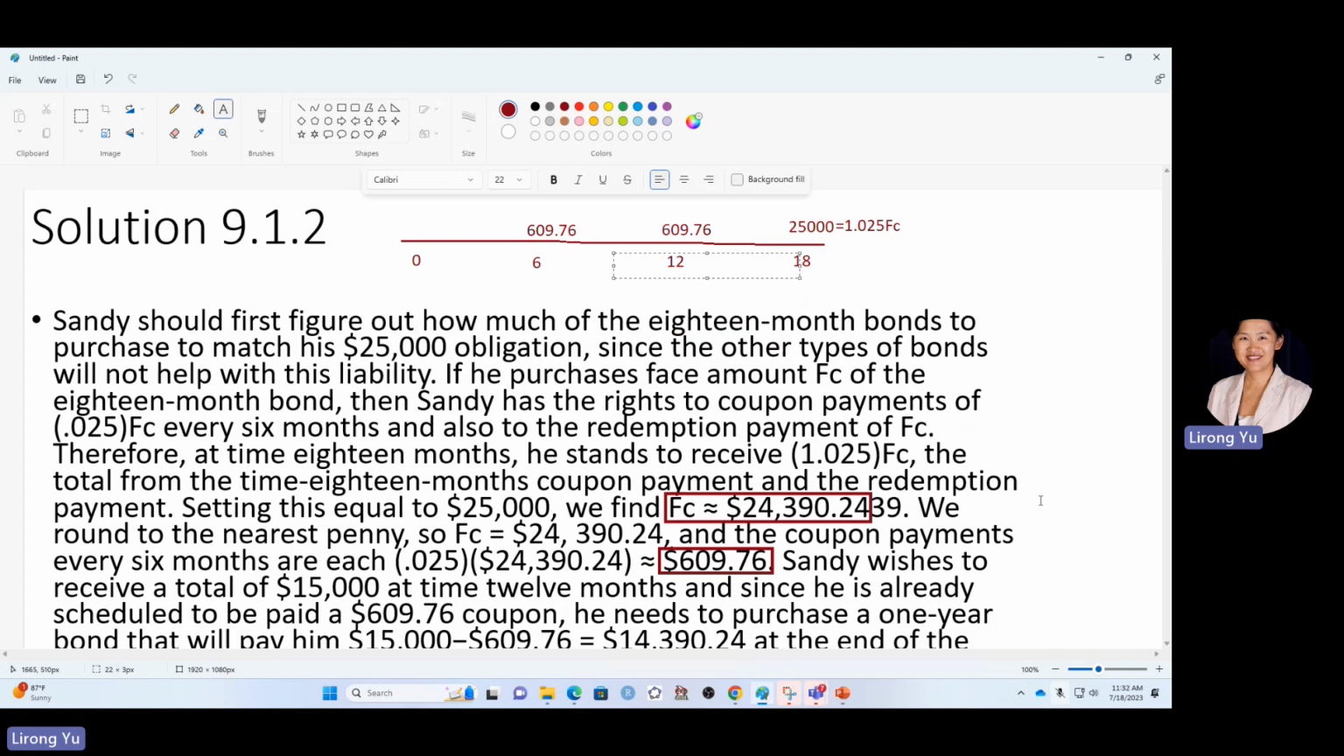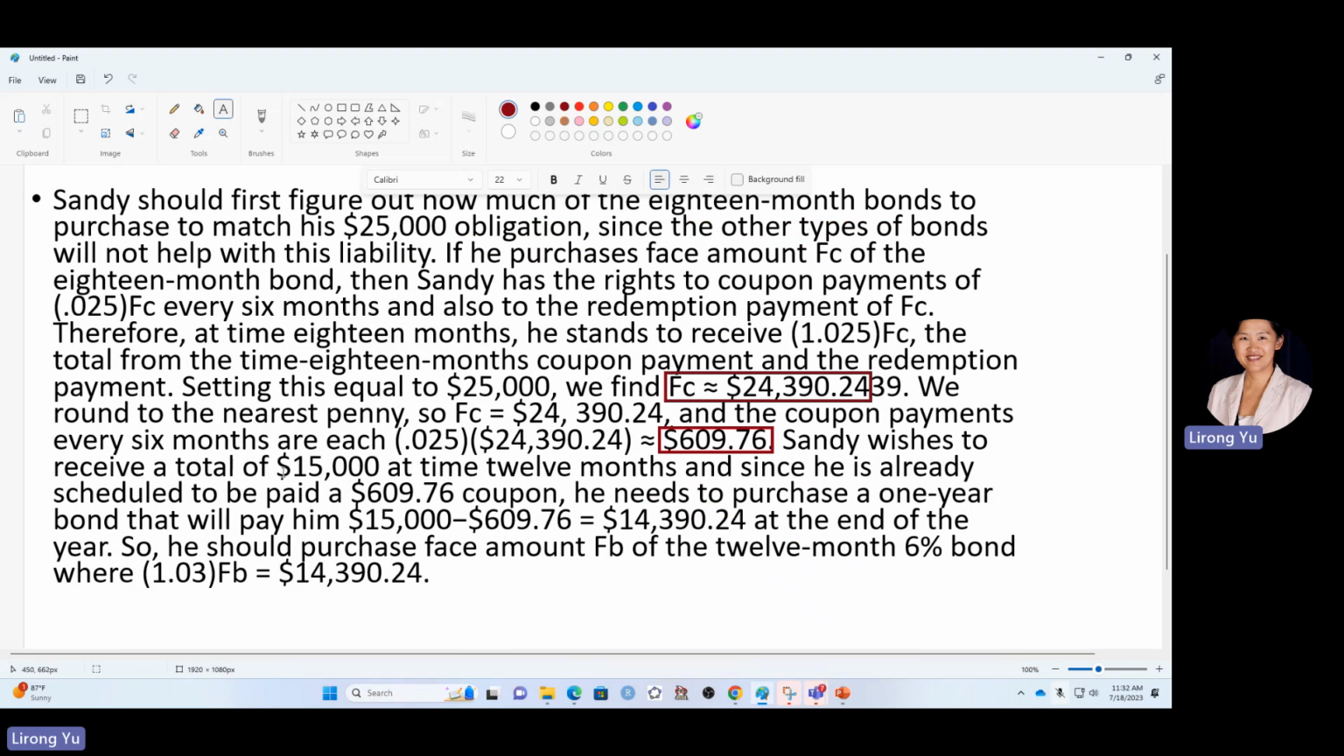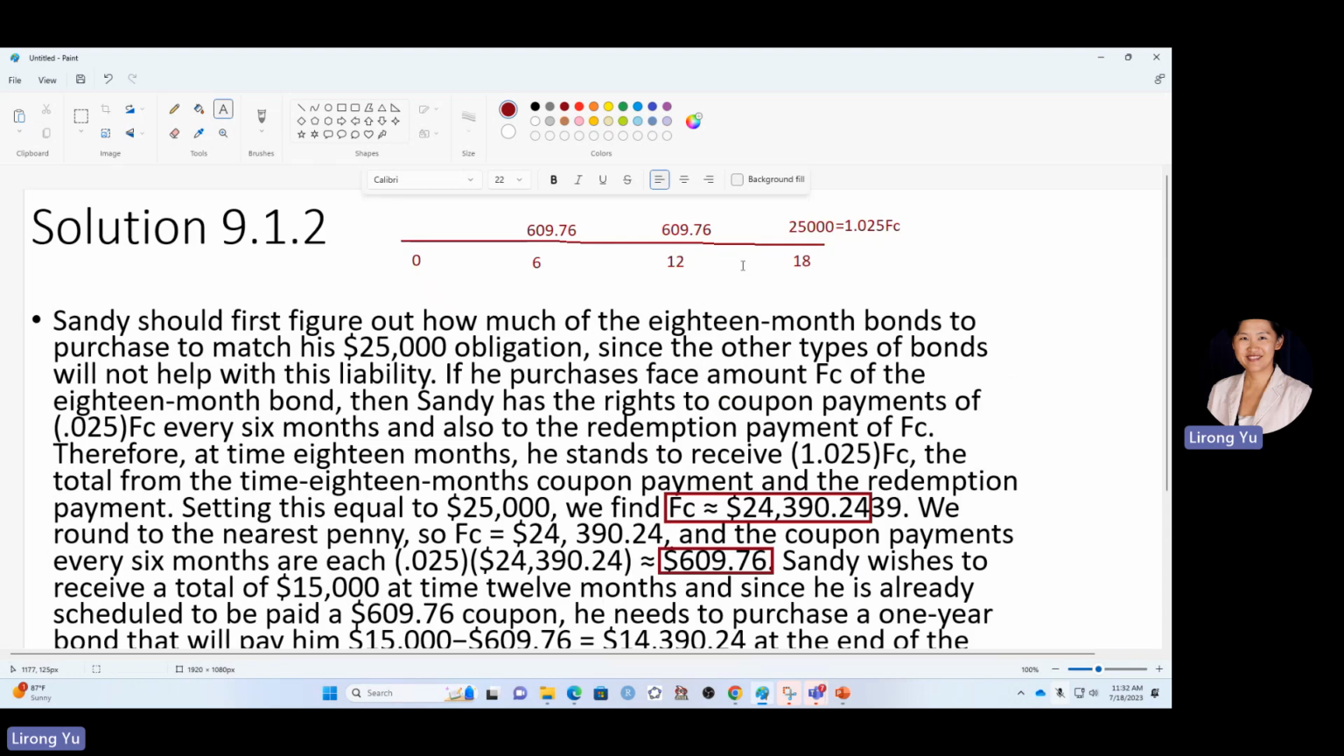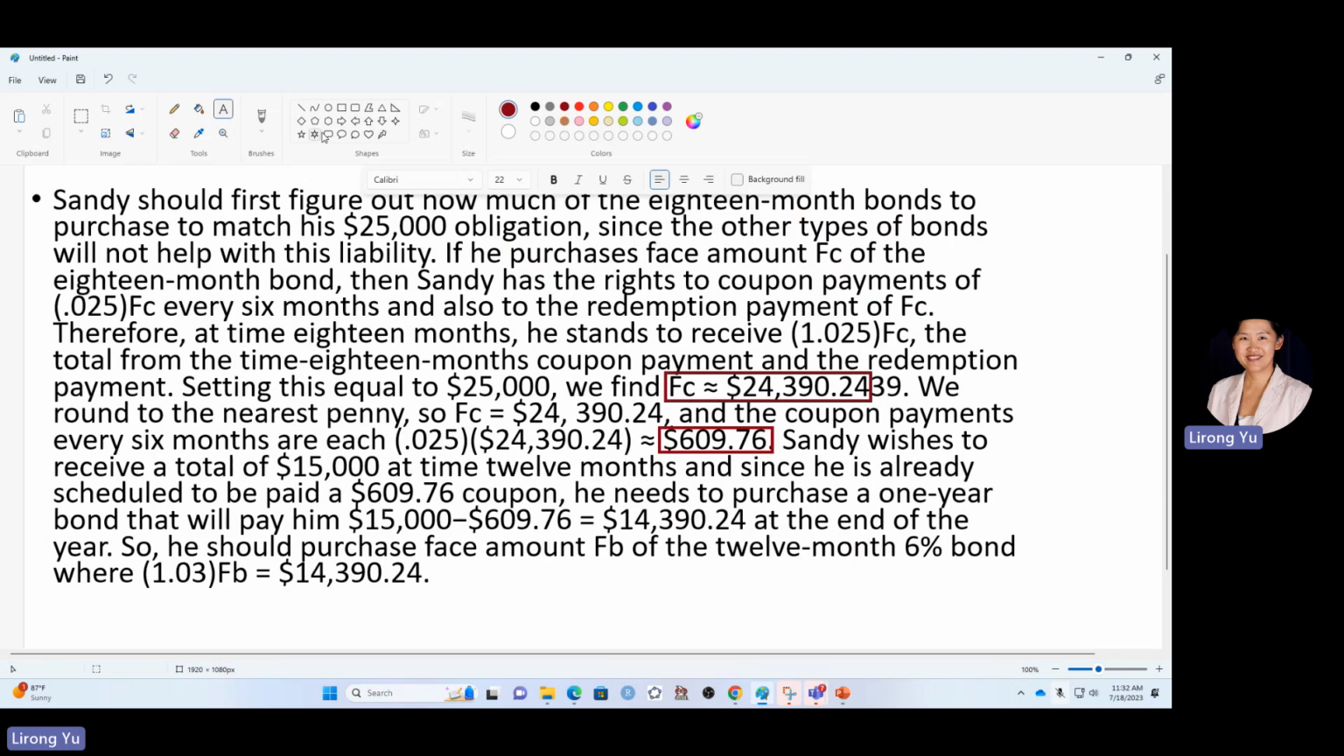All right, so now we are trying to figure out the other two bonds, and we wish to receive a total of 15,000 at time 12 months. So at time 12, we want to have this much. Since we are already receiving this much coupon, the additional 12 months bond we have to purchase is this much.